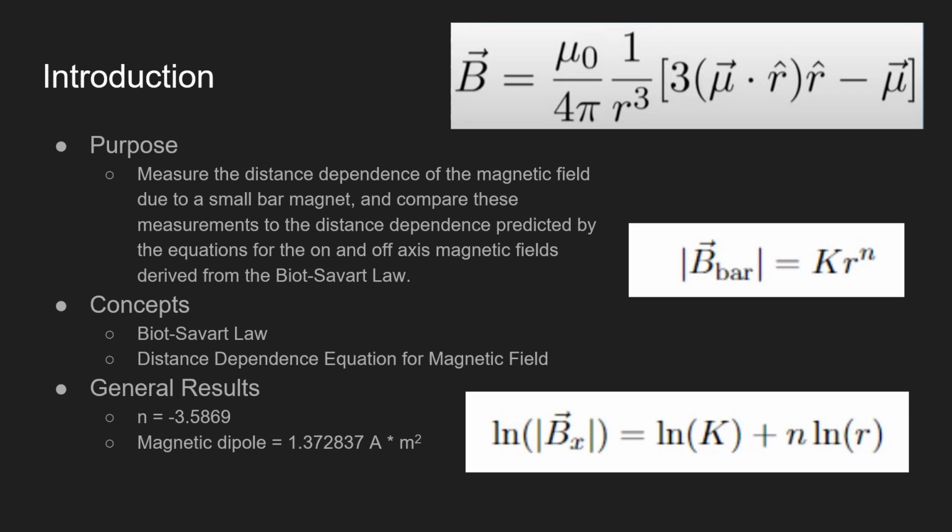The main concepts that will be utilized in this lab are the Biot-Savart law and the distance dependence equation for a magnetic field. For general results of this lab, n was equal to negative 3.5869, and the magnetic dipole was equal to 1.372837. And the equations are pictured on the right of this slide.